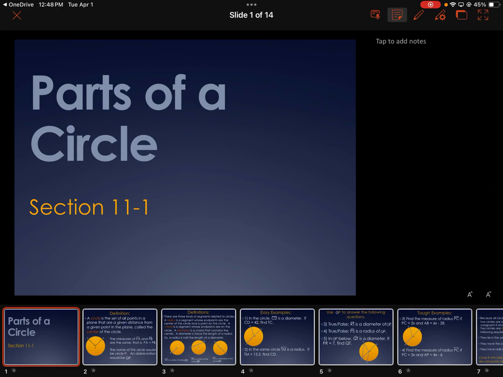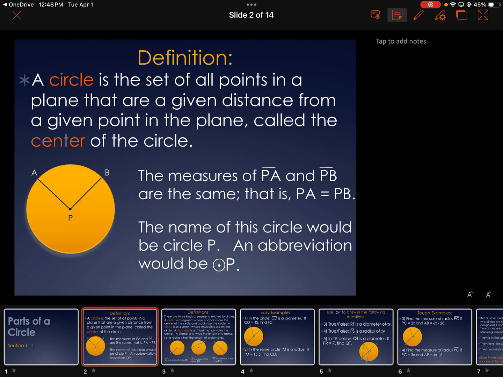This is section 11.1. We're going to look at parts of a circle. We better understand what a circle is first. A circle is the set of all points in a plane that are a given distance from a given point in the plane, called the center of the circle. So let's see if we can clean that up just a little bit here.